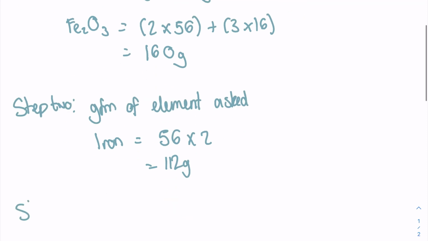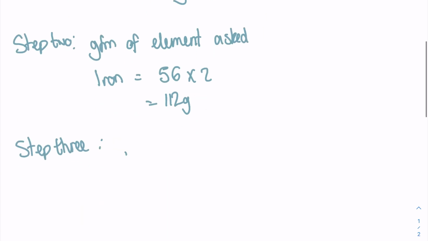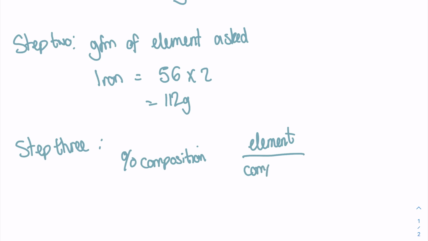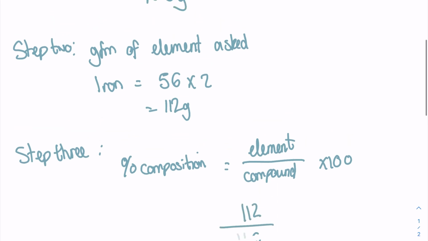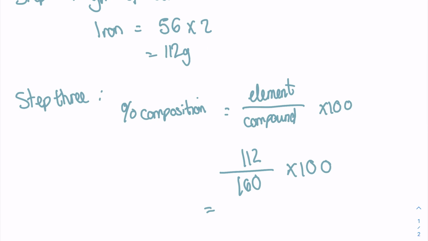And then step 3: percentage composition is element over compound, and you times that by 100. So in this case we have 112 divided by 160, and you times that by 100, which gives you a total of 70%.